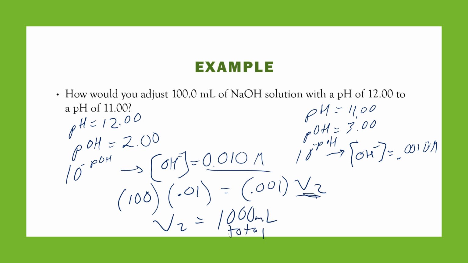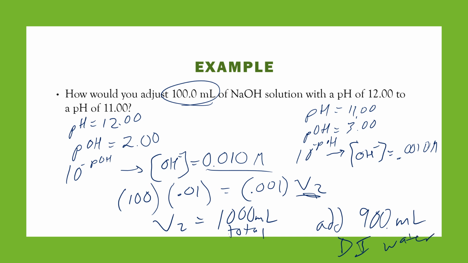Remember, that's total. But I already have 100 milliliters. So to actually adjust the pH, I would need to add 900 milliliters of deionized water to that 100 milliliters of sodium hydroxide at a pH of 12. And so that is specifically how you would handle that, how much water you'd measure out and how you would add it together.